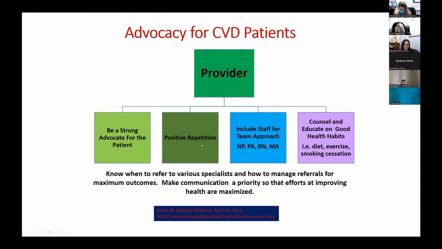And this positive repetition means even if you said it to the patient once, continue to, because as you could see with some of the patients, we've said it, we've talked about it, and then they still had certain beliefs or understanding. So you need to continue to positively reinforce the things that they need to know about their healthcare.